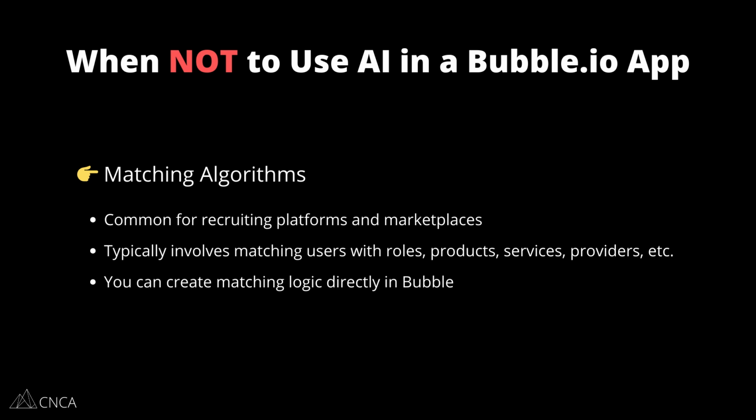You'd be surprised how much flexibility you have over custom configuring logic to generate information for your users. The next example is matching algorithms. We see this come up a lot in recruitment platforms where applicants need to be matched with companies, or in marketplaces in general where users need to be matched with products, services, service providers, right? Other users. We've found that a lot of folks think that the only way to accomplish this is through AI, when that's simply not the case.